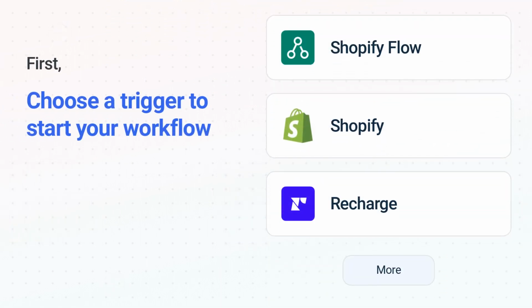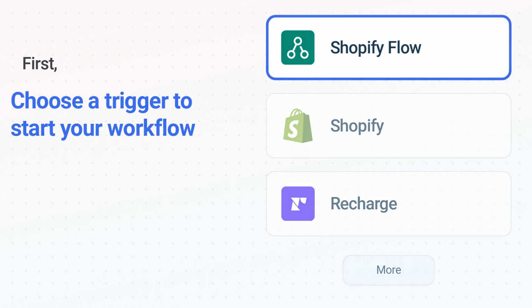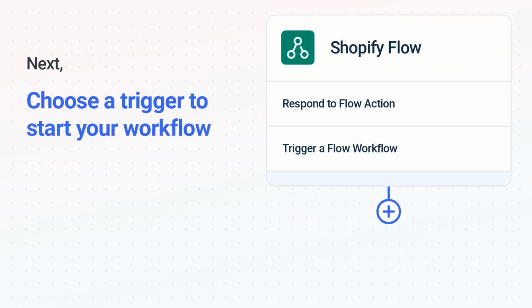First, choose your trigger app, Shopify Flow. Next, choose the trigger event from the list. This is what kicks off your workflow. When you authenticate connected apps, your data will be available across every step.